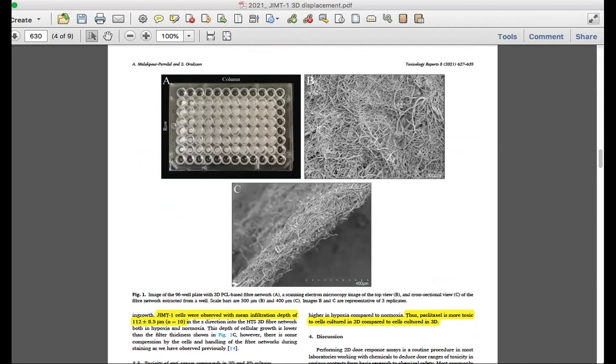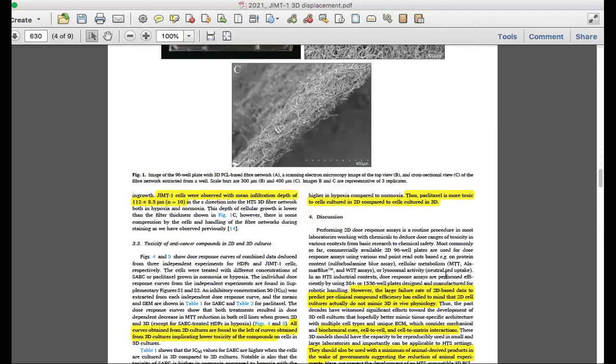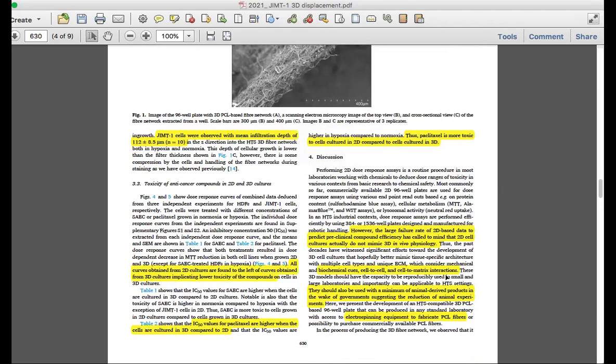scanning electron microscope, you can see how the fibers allow the growth of the cells. So here you see one of these fibers, and the 3D matrix that is formed allows cells to grow in a setting that is similar to the tumor environment.